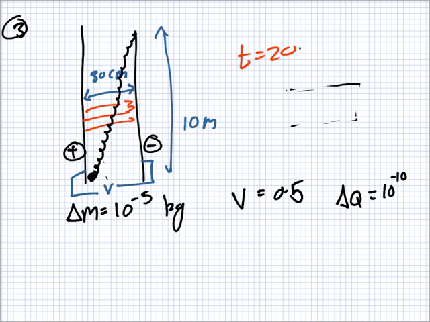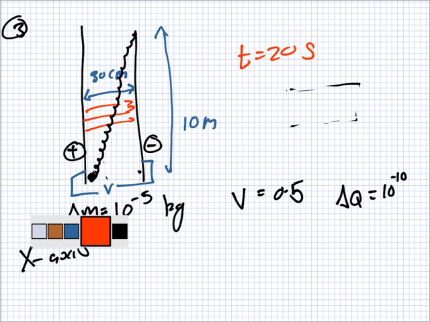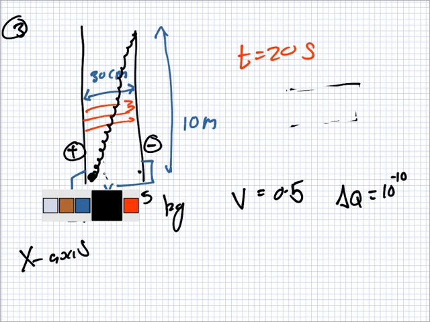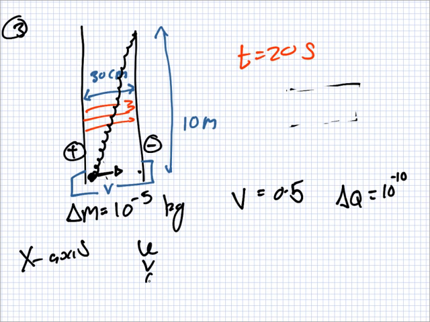Time is 20 seconds. Good. So what do we need to try and do in that 20 seconds? We want to try to get the particle from the left to the right. Simple. Okay, so let's look in the x-axis, this direction. U, V, A, T, S. The U is zero. What would be the worst case?